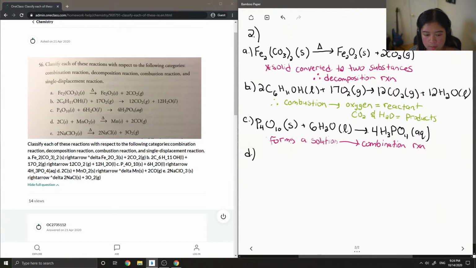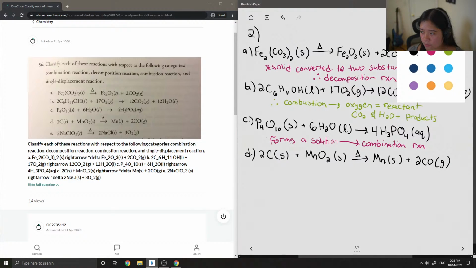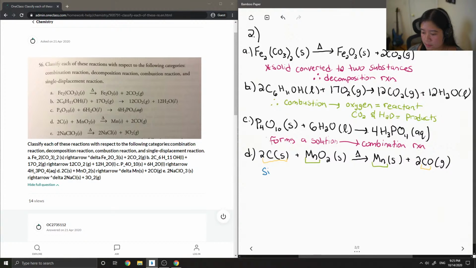On to D. Carbon solid, manganese oxide solid, under heat, manganese plus carbon monoxide. So here you notice that carbon switches places with the manganese. So this is what you would call a single displacement reaction.